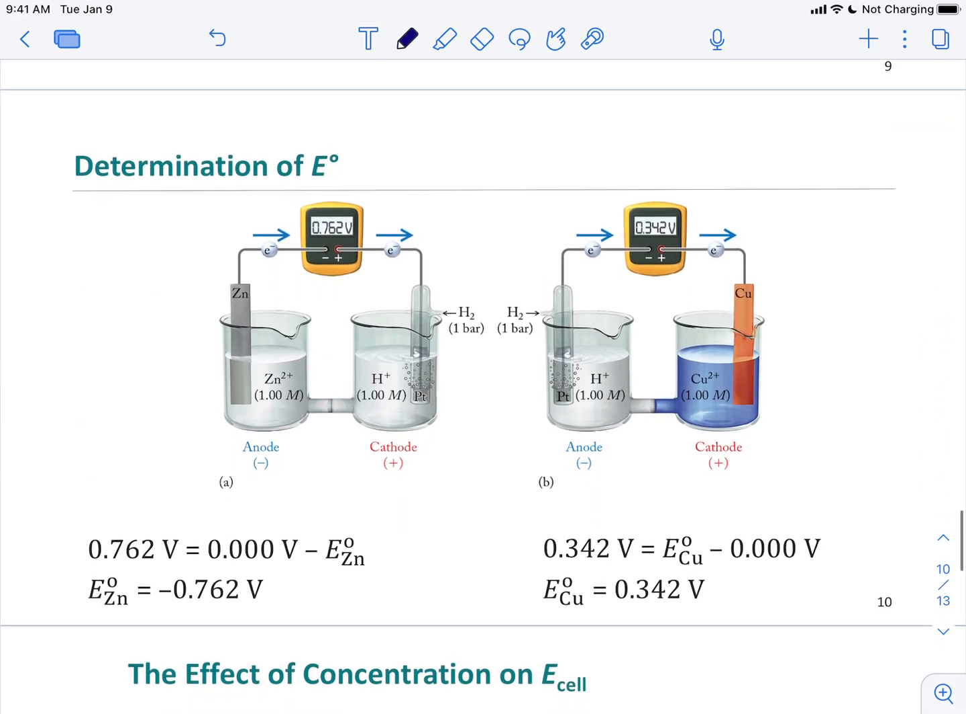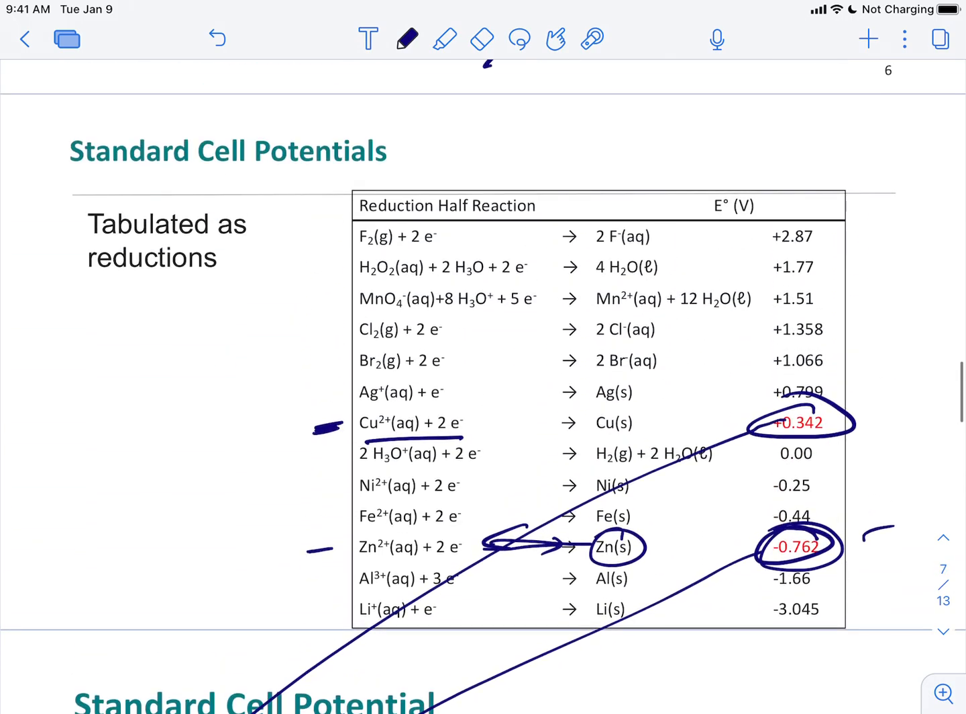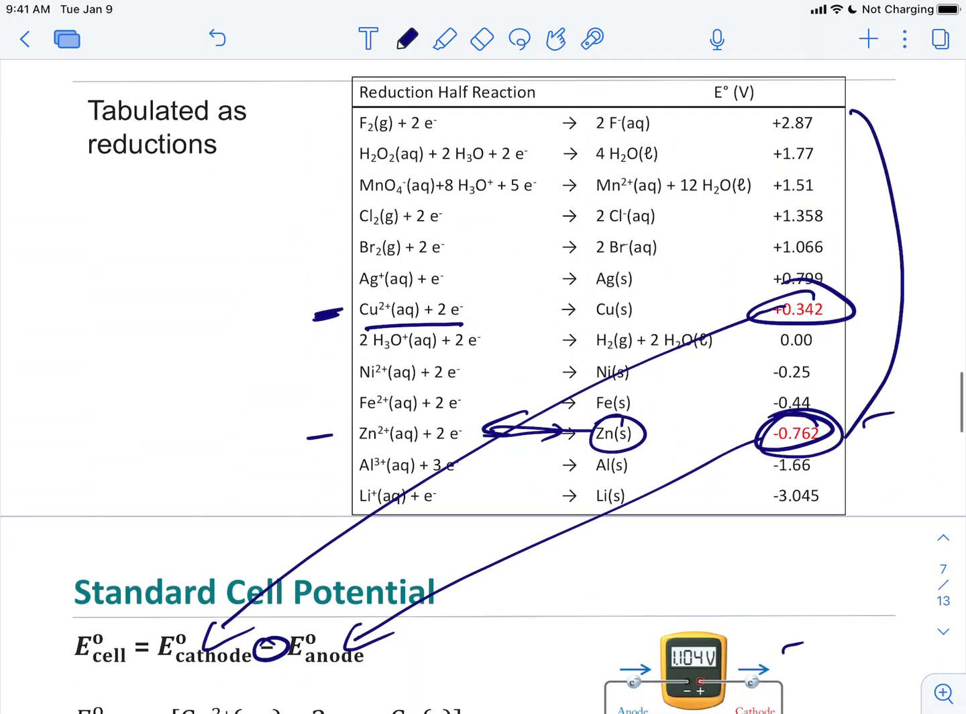All right. So again, how did we get these values here? Well, we're comparing them all. We're going to set up a cell in which copper is set up with hydrogen like this. Hydrogen gas and hydrogen ions. And we're going to measure the voltage. And with copper solid too.